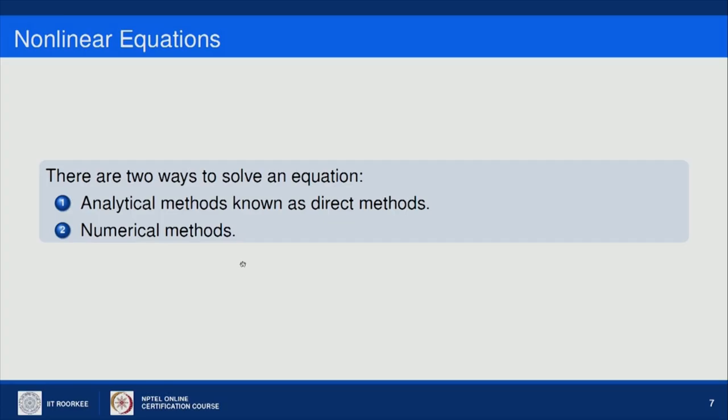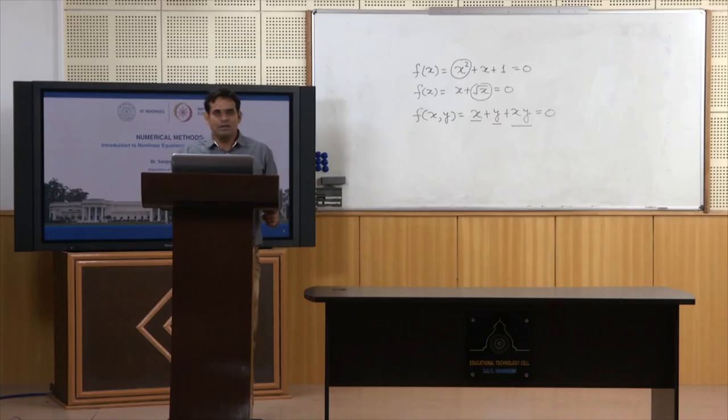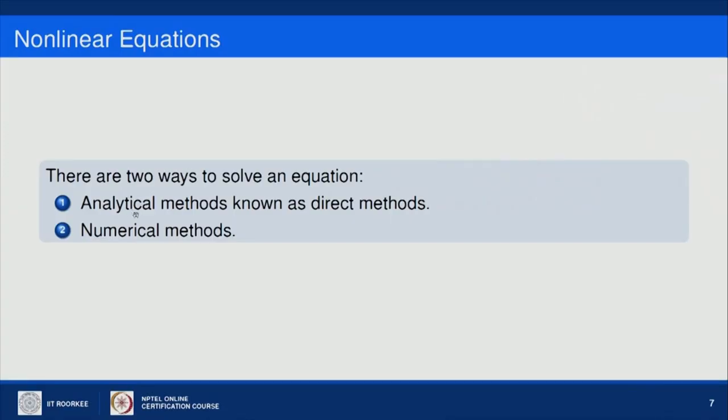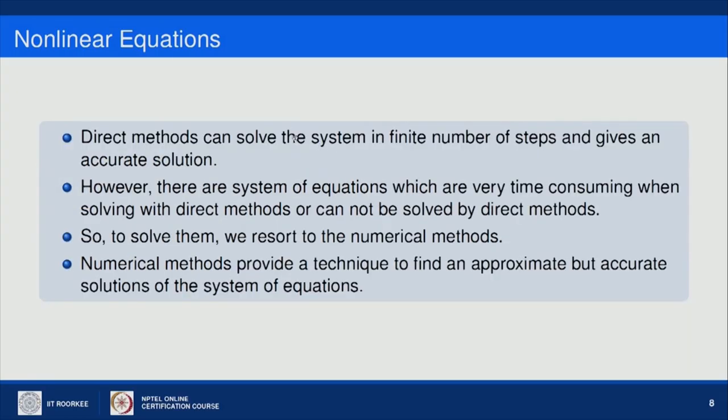So, using numerical techniques, we can find a single root in a particular interval or more than one root. For this, we have two types of techniques. As I told you, one is analytical methods or direct methods, like in case of linear equations, and the other one is numerical methods. Direct methods can solve a system in a finite number of steps and give an accurate solution. However, there are systems of equations which are very time consuming to solve with direct methods, or which you cannot solve using the direct method. Hence, we need to rely on numerical methods to find a solution of such equations, those that are not solvable using the direct method.